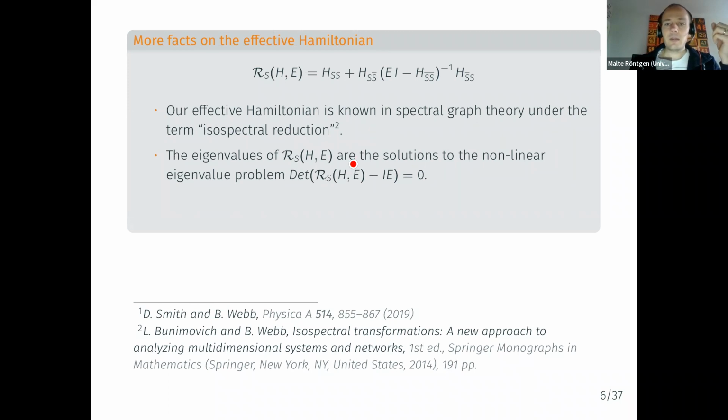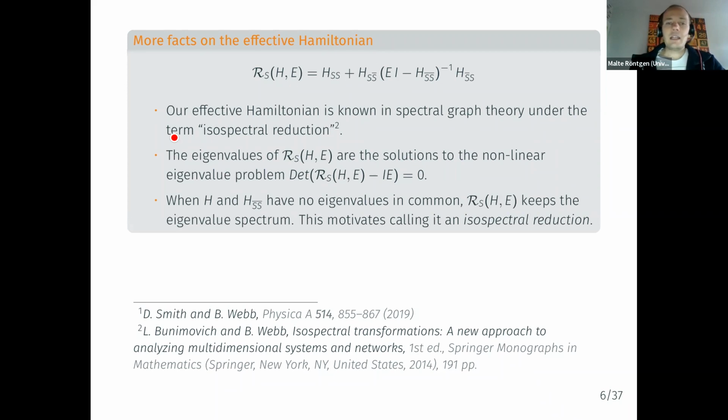And what you can easily show is that in the common case where your original Hamiltonian and the one constrained to the subsystem S bar, so the outside which we want to exclude through our effective Hamiltonian approach, have no common eigenvalues, then the eigenvalues of your effective Hamiltonian are exactly the ones of your original Hamiltonian. No eigenvalue is taken away, and no additional eigenvalue is added. And this motivates calling this effective Hamiltonian the isospectral reduction.